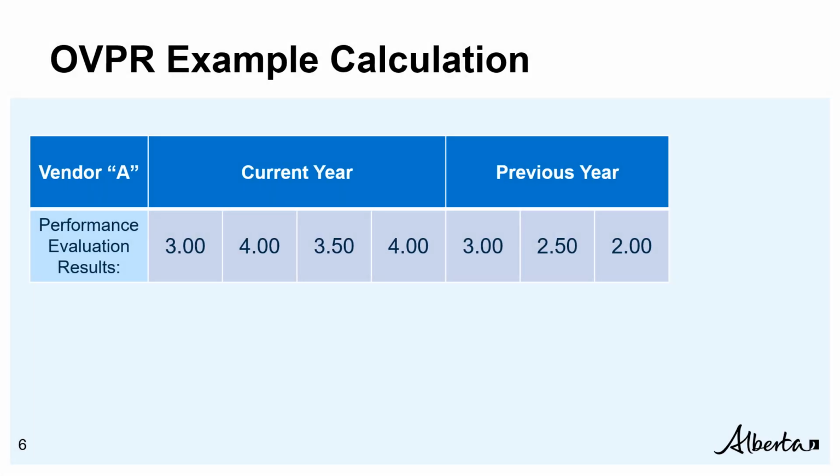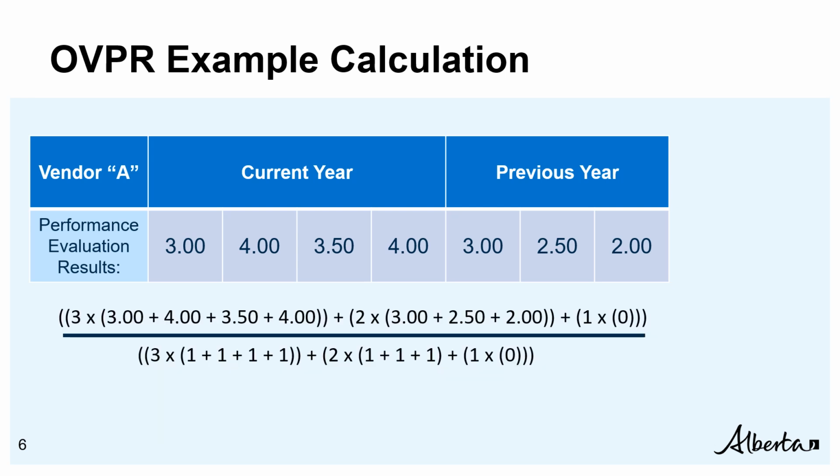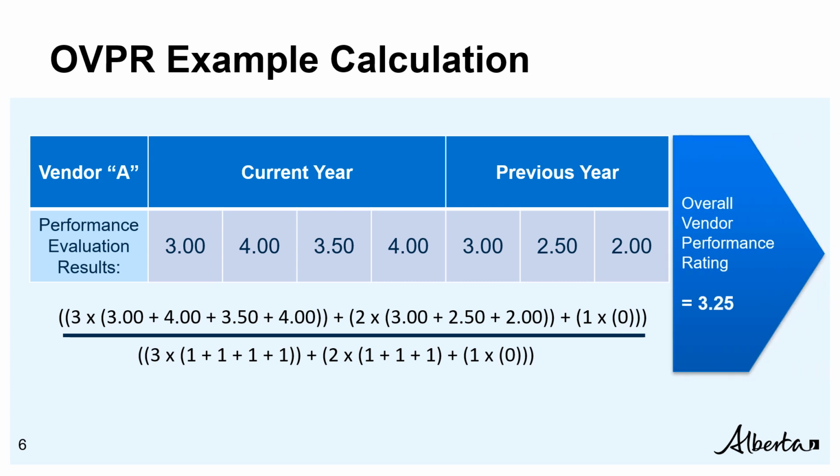Let's put the formula to work. Here is a vendor who has 4 evaluation results for the current year, 3 from the previous, and none from the year before that. Here is what it looks like when we plug the values into our OVPR formula. Let's see what the OVPR equates to. This vendor's OVPR is rated at 3.25.